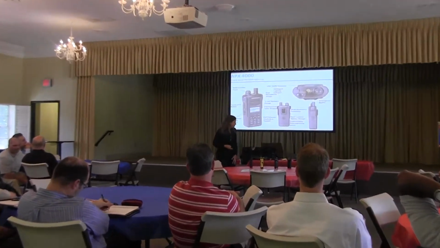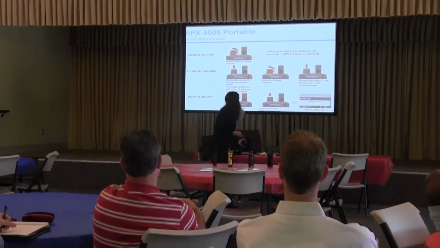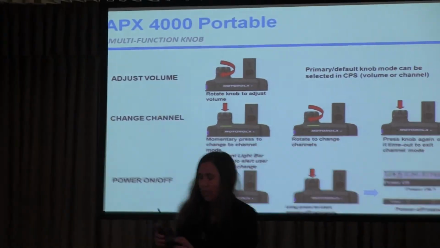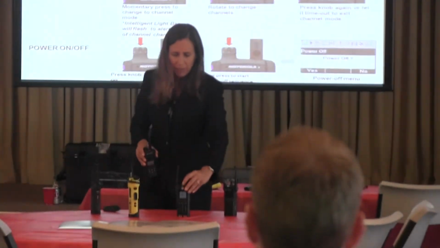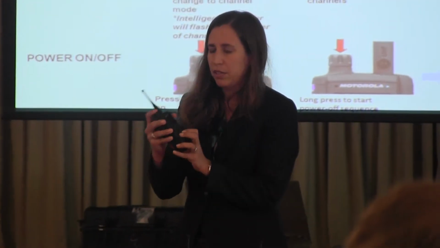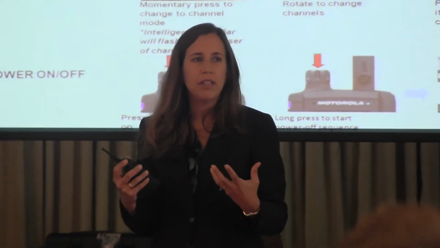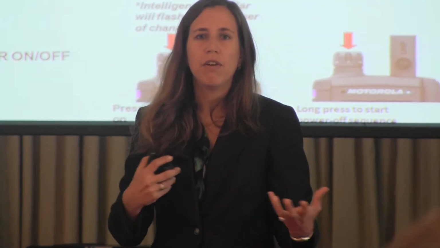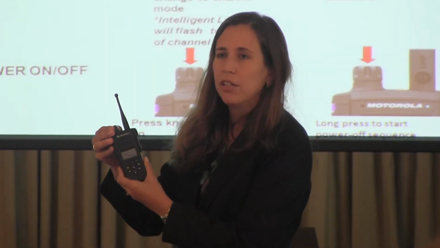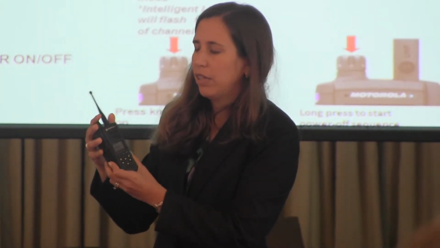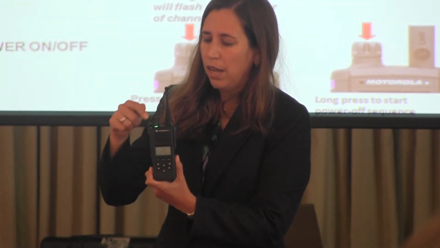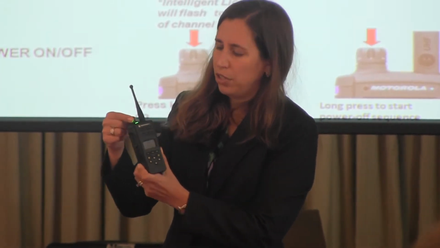Don't want to bore you with too much detail. I do want to point out though on the APX 4000, it has the one knob design, so instead of having a knob for the channel and a knob for the volume, this one knob is used for channel and volume control. You will program the default to be either volume or channel. Right now in this particular radio, the default is volume. So I'm turning the knob, increasing the volume. If I want to change channels, I just short press, and while this light is blinking, I can change my channels.